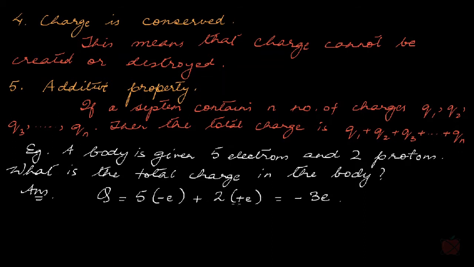The electron and the proton have the same amount of charge, 1.6 times 10 to the power minus 19. The only thing is the electron is minus and the proton is plus. So if we do this algebraic sum, we end up with minus 3e. Okay, so this is basically an example of the additive property of charge.